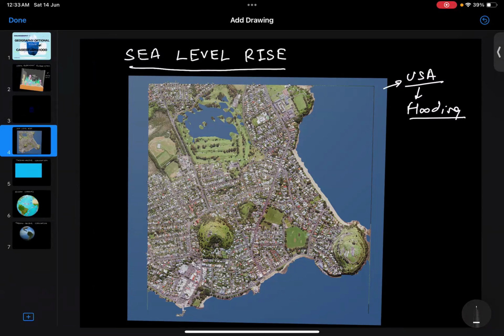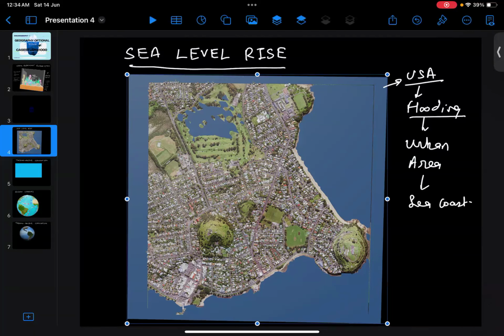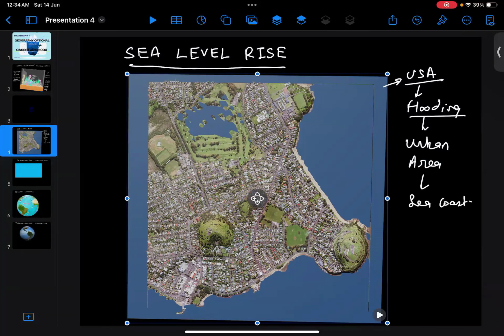Because of the flooding, water was coming into the city. This is an urban area, and it is present near the sea coast. Here we can see with this animation how the flooding is taking place.